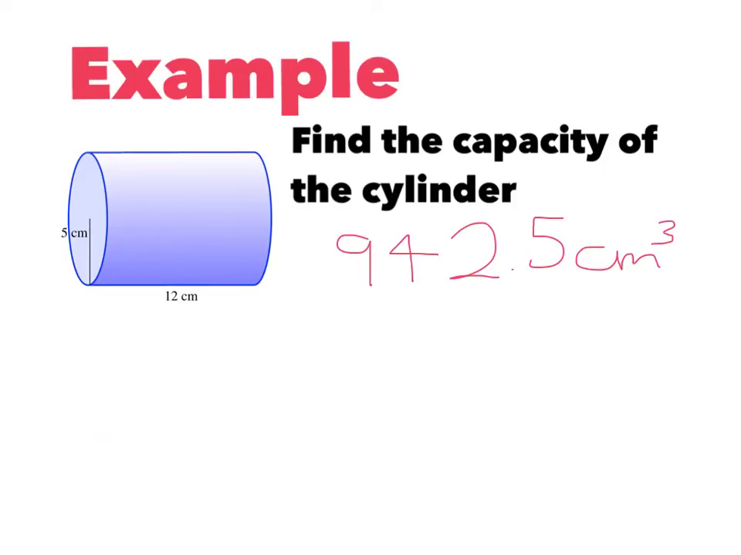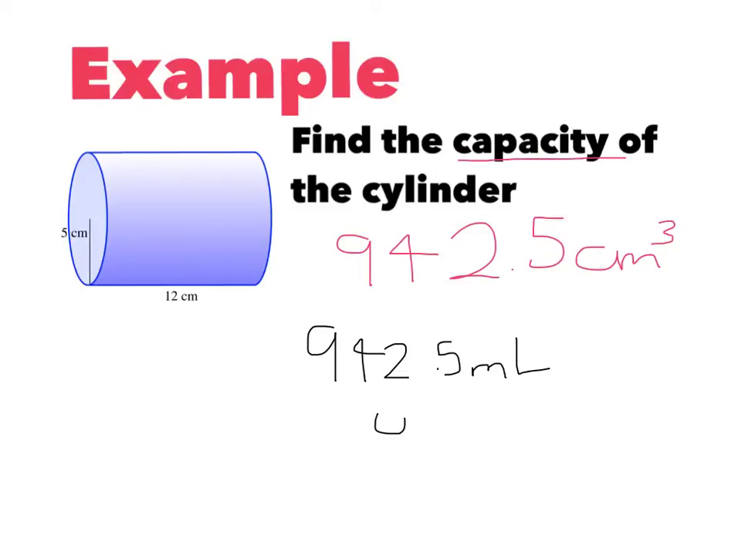We'll go back to the cylinder that we just worked out the volume of, and I came up with an answer of 942.5 centimetres cubed. Okay. If I want to find the capacity of that, I have to say, okay, there's 942.5 centimetres cubed. For every centimetre cubed, that's 1 millilitre. So my answer will be 942.5 millilitres.